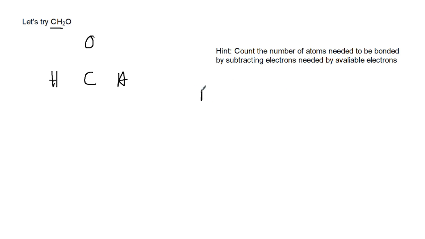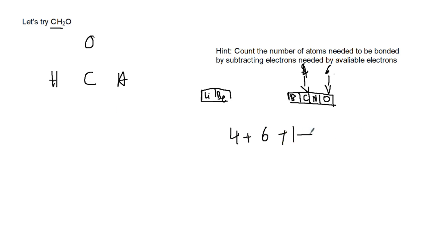So in row 2, we have lithium, we have beryllium, and then we have boron, carbon, nitrogen, oxygen, right? So carbon has 4, and oxygen has 6, right? From last lesson. So we have 4 electrons from carbon and 6 electrons from oxygen, plus 1 plus 1. That gives us 12 total electrons, right? It only gives us 12 total electrons.